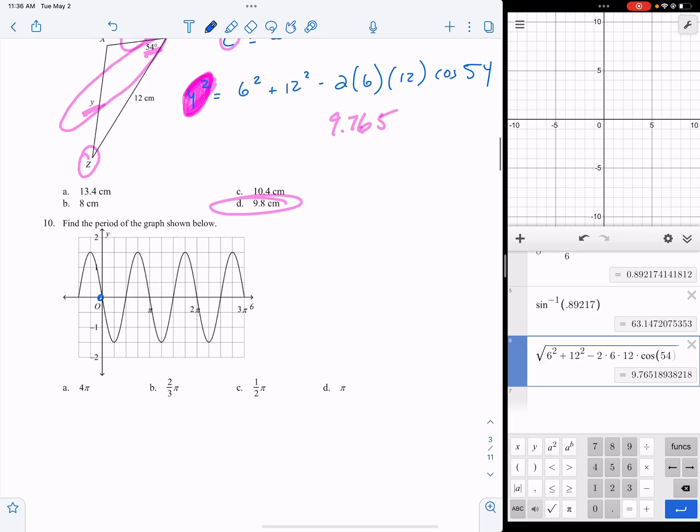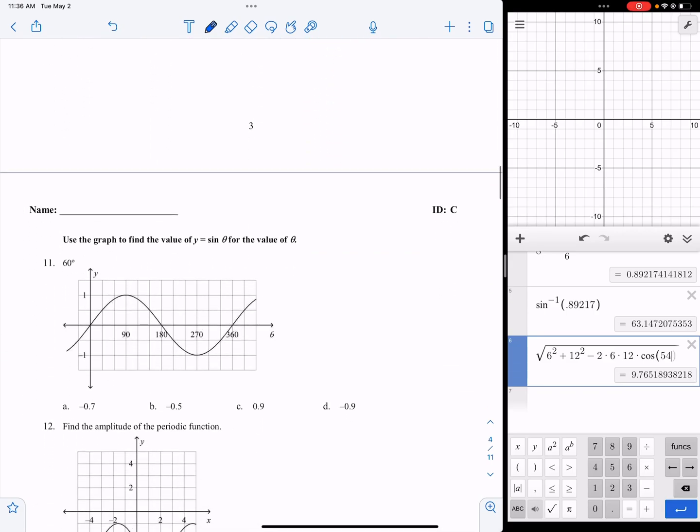Find the period. Guys, the period, wherever you start, is the full rotation. So it goes down, then it goes up, then it goes back down to 0, and then it repeats. So one cycle before it repeats, that's a period. So pi.